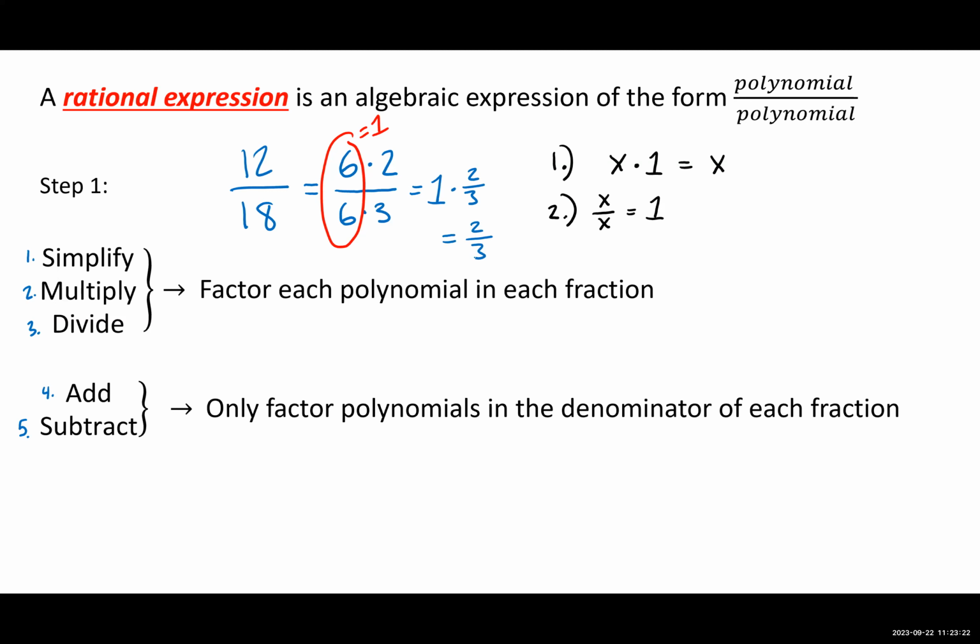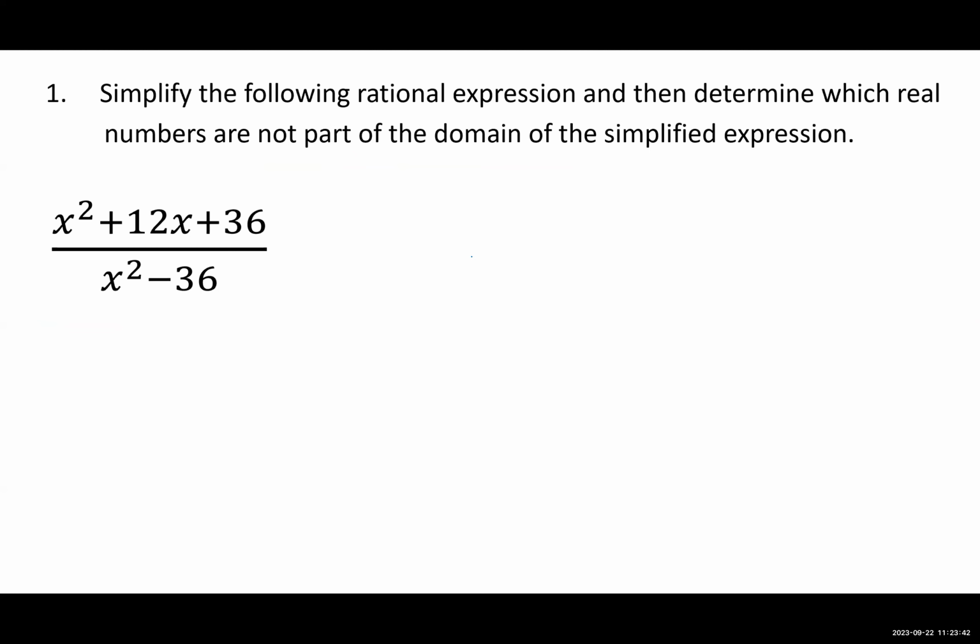We don't normally write those extra steps, but this is why we're allowed to cancel. This is how canceling works. Any expression divided by itself, any number divided by itself, is equal to 1. All right, so let's go on to problem 1, simplify.